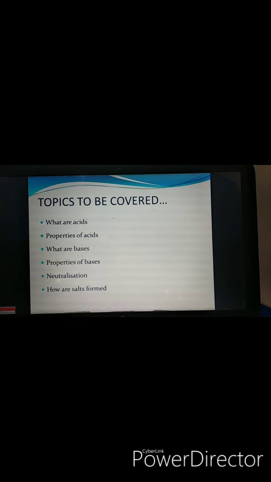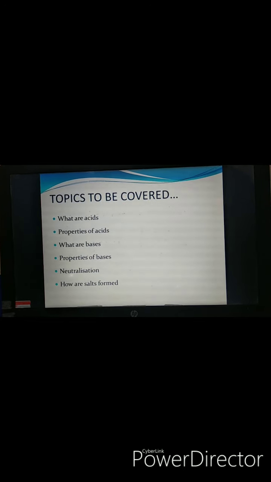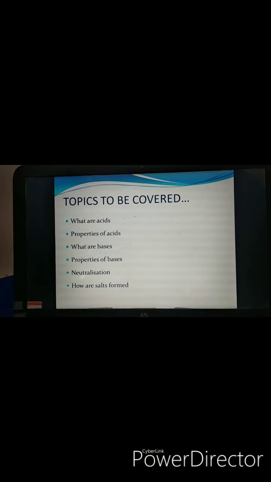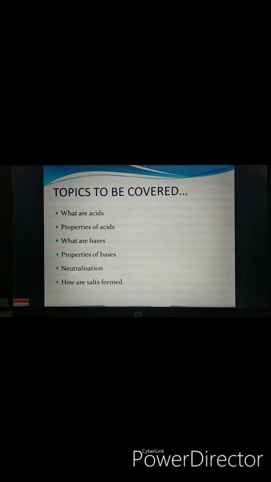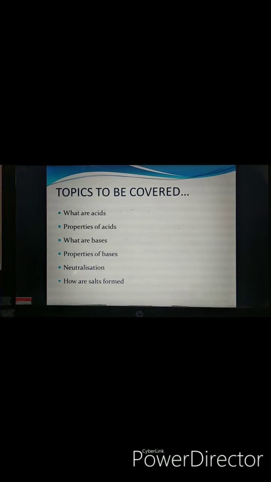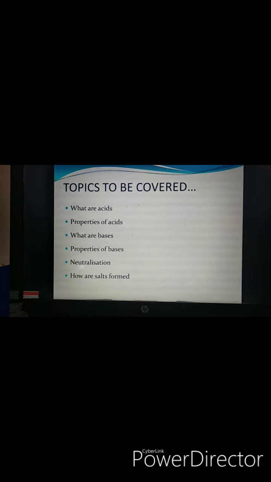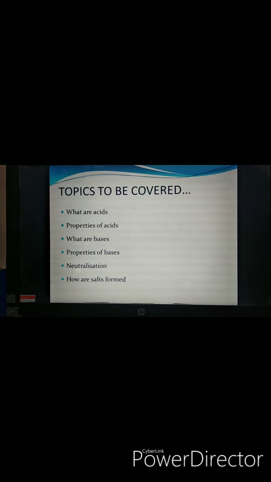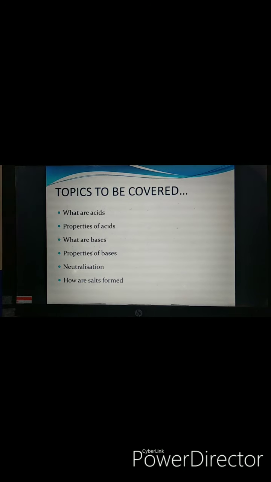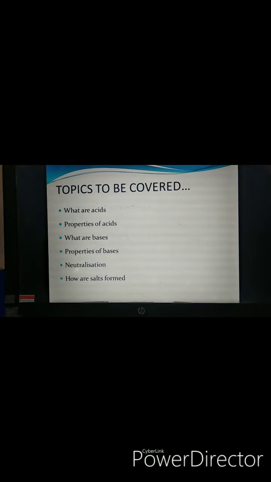We will discuss what acids actually are. In our day-to-day life also we use many types of acids. So we will know the definition of acids. Next, properties of acids, what an acid can do. Next, what are bases? Again, same in our day-to-day life, how we are using the bases, the uses of bases, the properties of bases.